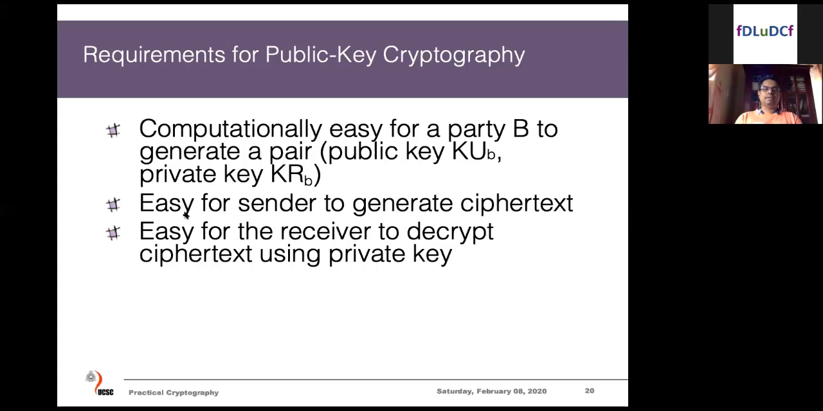Then it needs to be easy for the sender to generate ciphertext, obviously. So after they receive the public key, the sender should easily be able to calculate the encrypted data, or what we call ciphertext. And then it should be easy for the receiver to decrypt the ciphertext using its private key. That means after receiving the encrypted data, the recipient should be able to decrypt it easily using their private key.